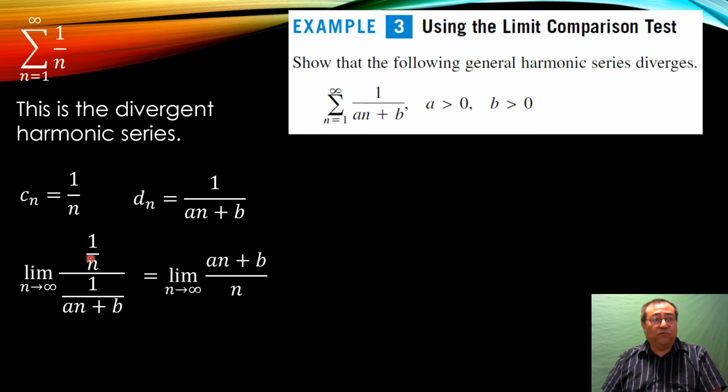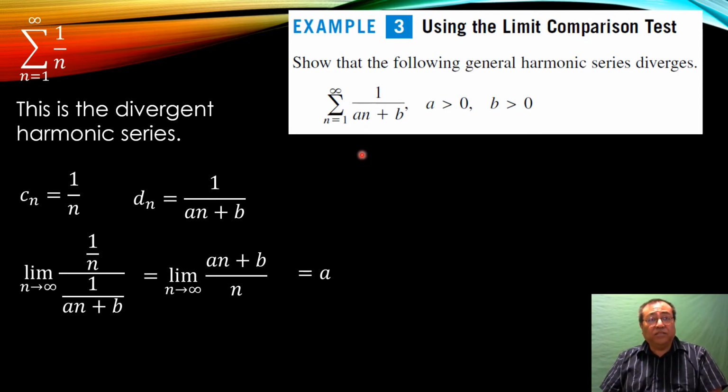So I do some algebra. The 1 over n stands up on the bottom, then you flip this, so that means it ends up on top, and you take the limit as n goes to infinity, so that equals a. And remember, a is a positive number, and that's what the limit comparison test requires. It's a positive number.